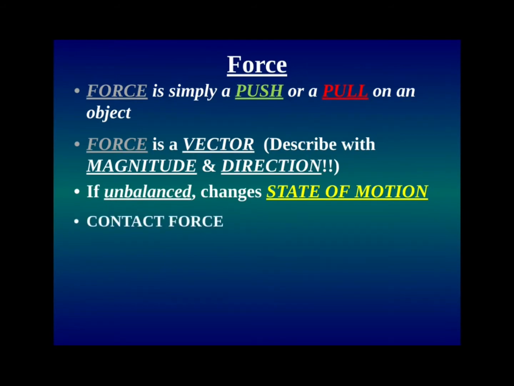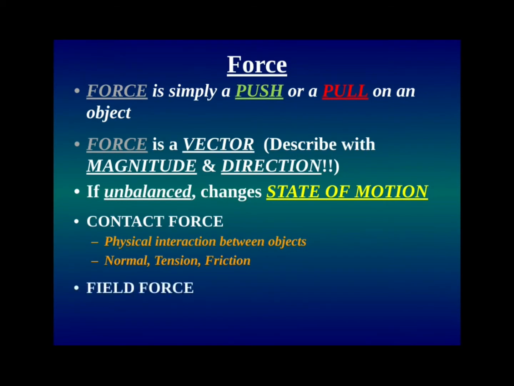We have a couple different types of force. A contact force is a physical interaction between objects. Some that we'll see are the normal force, the tension force, and friction, just some examples as we'll get into. The other type of force is called a field force, and this is an action over a distance. Some examples are gravity, which we also call weight, magnetic force, and static electricity. All these are forces that you don't have to be in actual contact with for them to occur.